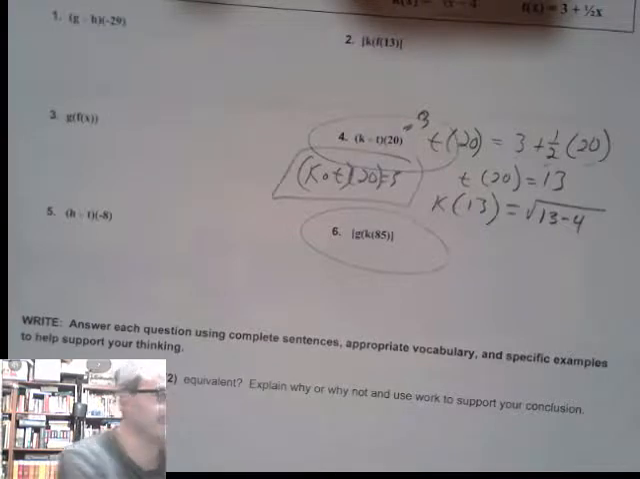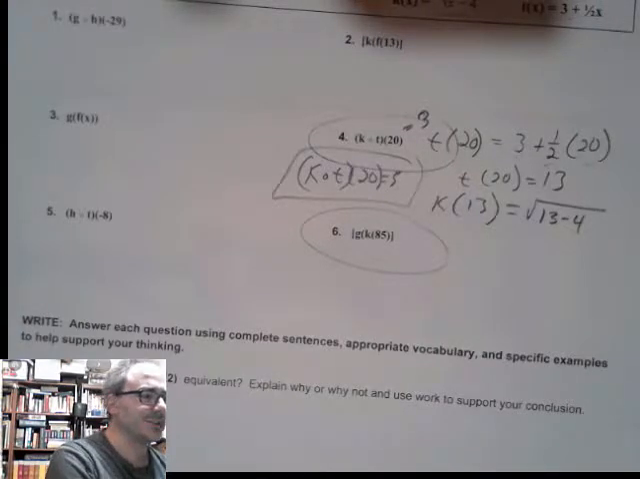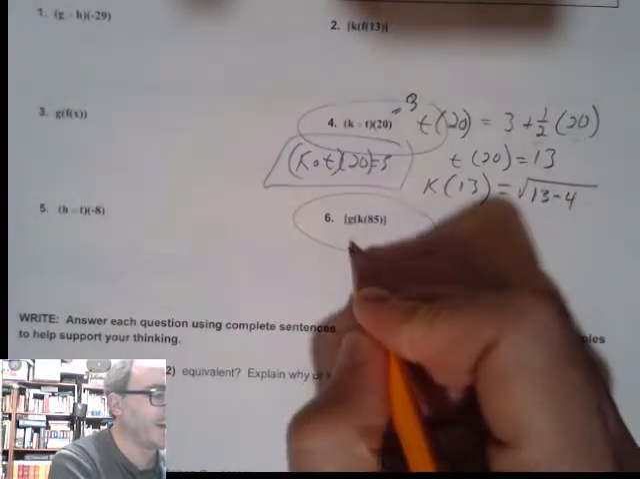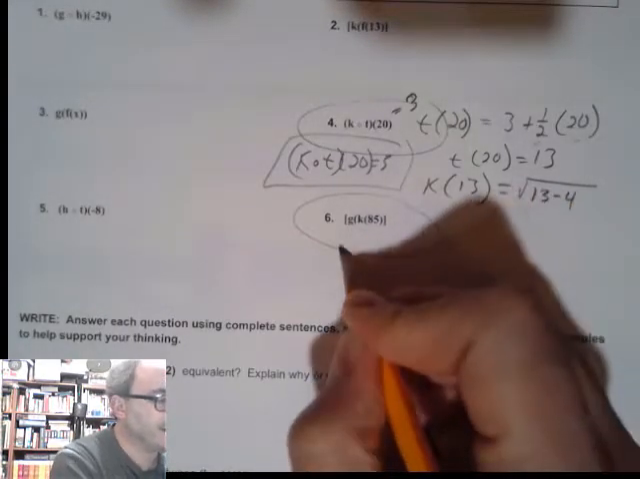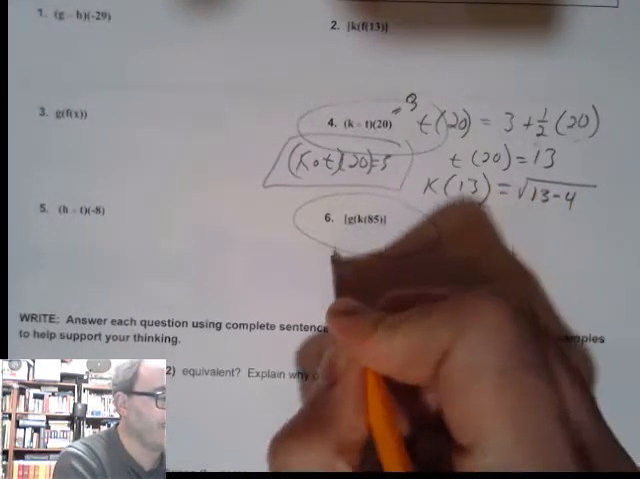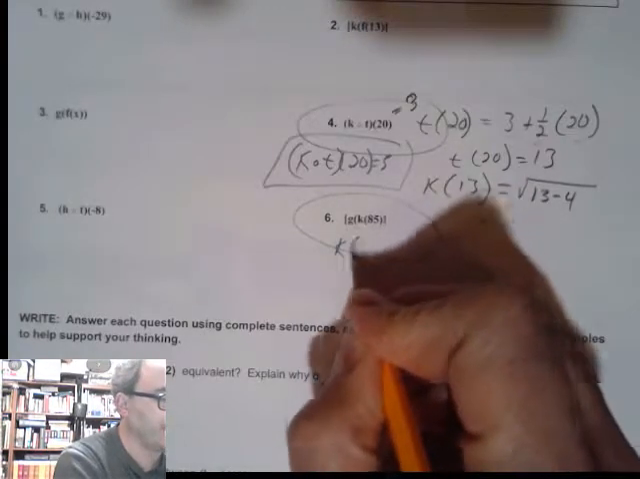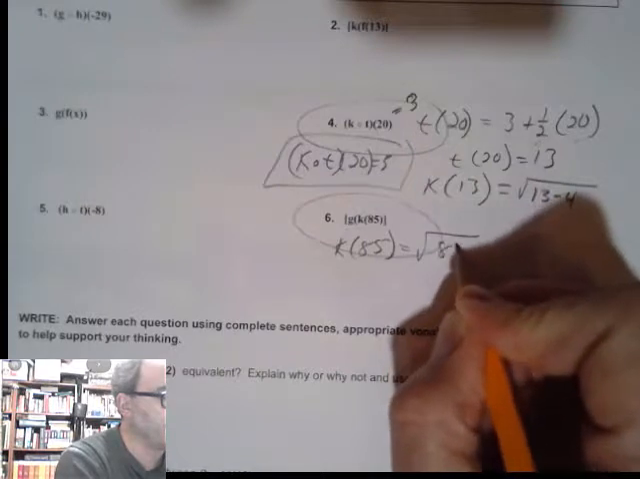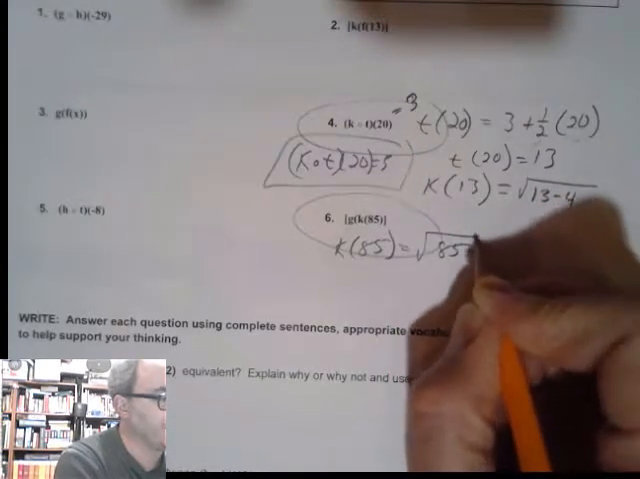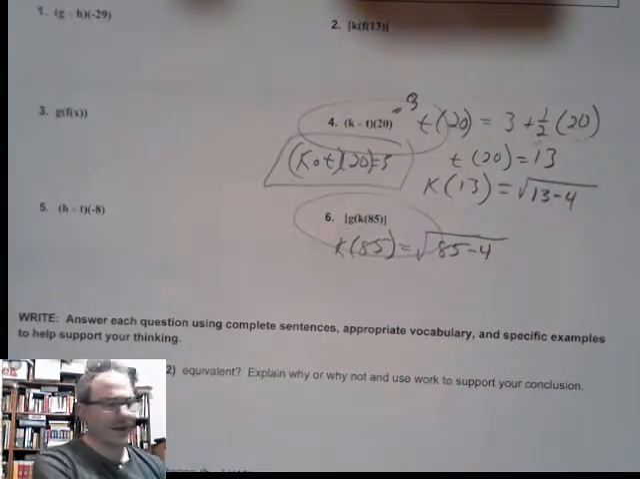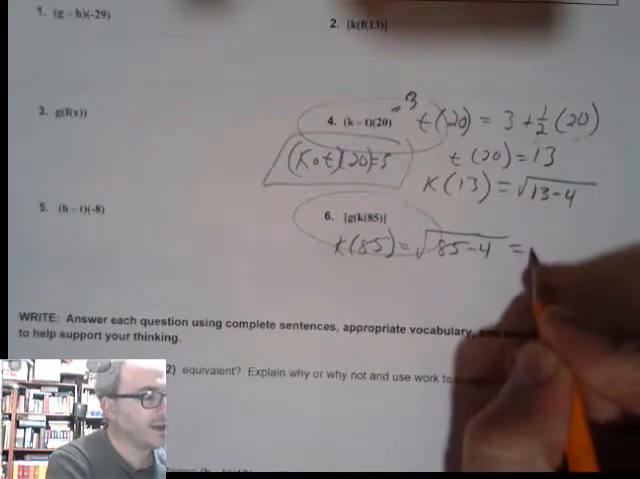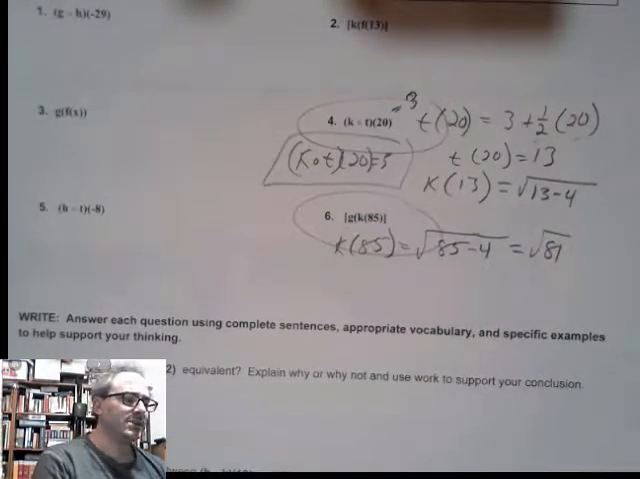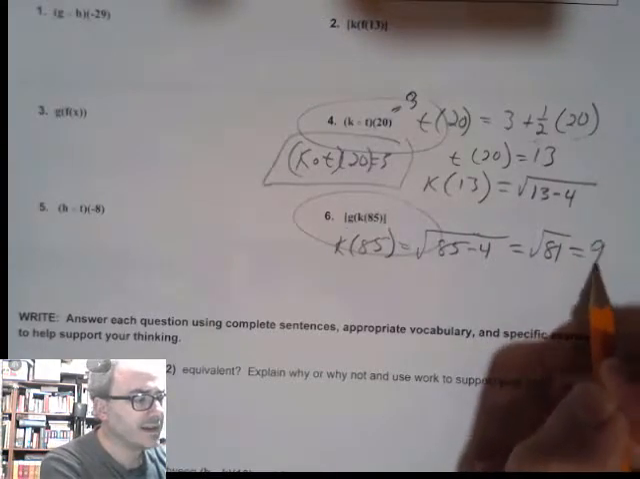We're hitting those learning targets. You can compose different functions into a larger function. The G of K of 85. Well, first I got to do the K of 85. K of 85 is going to equal the square root of 85 minus 4. Well, that's the same thing as the square root of 81. 85 minus 4 is 81. Square root of 81 equals 9.